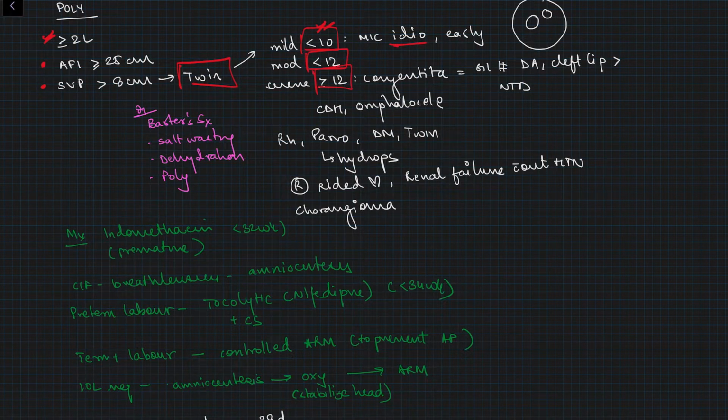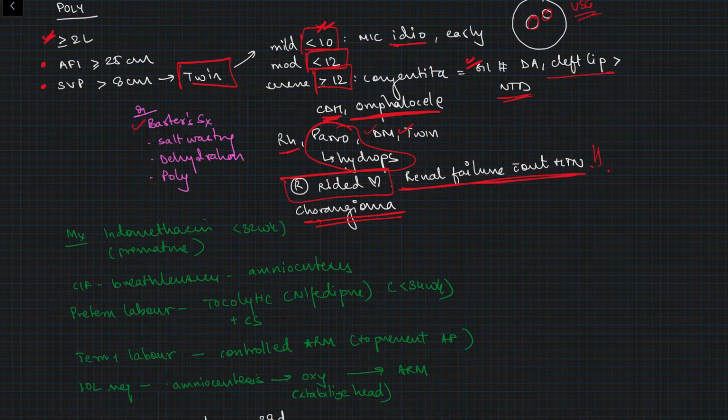Right. The most common cause of severe polyhydramnios is congenital causes like GI abnormalities, duodenal atresia, where they can show you an ultrasound showing double bubble sign, cleft lip, right, and neural tube defects. Other can be CDH, omphalocele, Rh negative pregnancy. Now parvovirus leading to hydrops, diabetes mellitus, twin pregnancy, right-sided heart failure. Left-sided heart failure causes oligohydramnios, while right-sided heart failure causes polyhydramnios. Renal failure without hypertension, chorangioma.